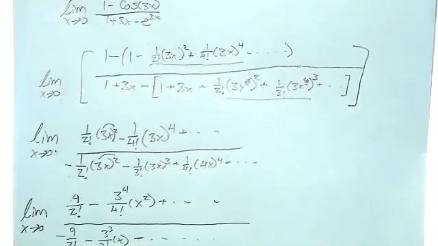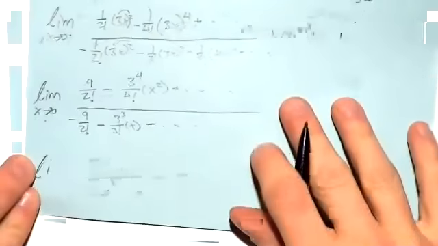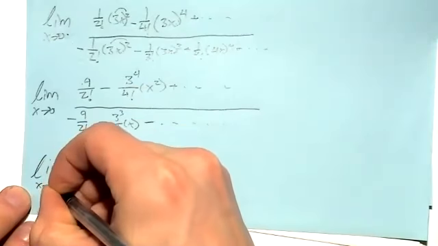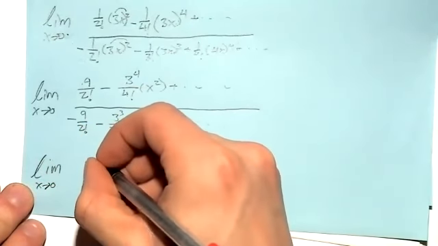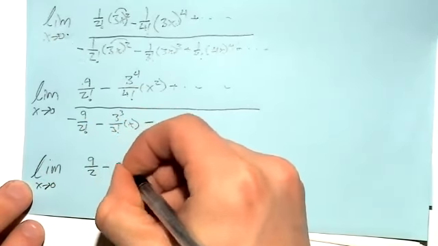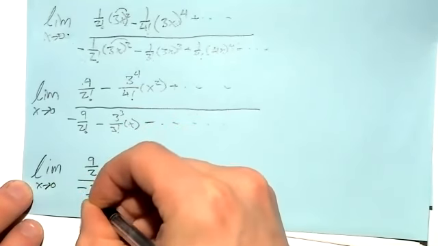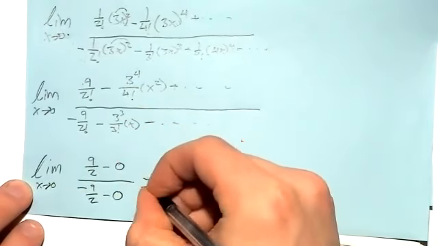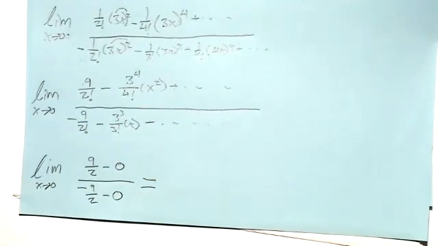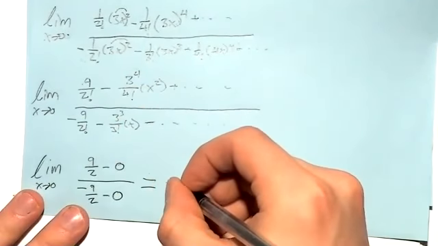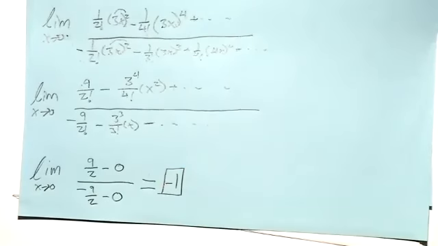So now we're at a point where we can think about evaluating. And if we look here as x approaches 0, if we plug in 0 for these x's, we're going to be left with the limit as x approaches 0 of 9 over 2 minus 0 over negative 9 over 2 minus 0. And we can say then that that limit is going to equal negative 1. And that is how you would go about doing that limit.